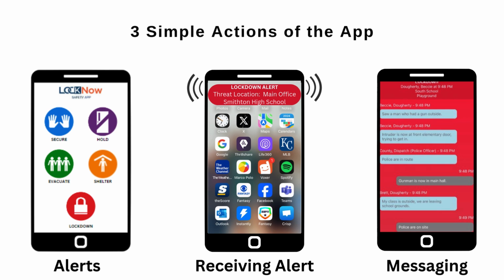The Locknow app features three primary screens. On the left, the home screen is shown displaying all available alerts. In the middle, you can see an active threat alert notification which is sent with an alarm. On the right, you see a straightforward messaging screen that facilitates easy communication for your team.